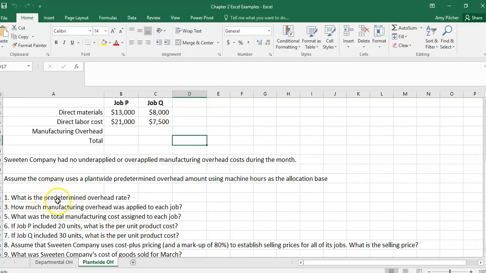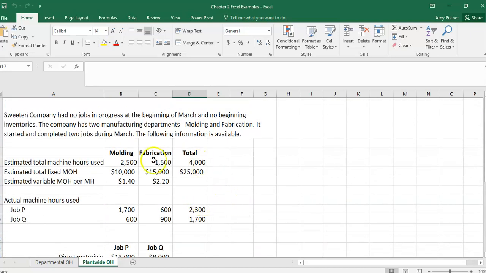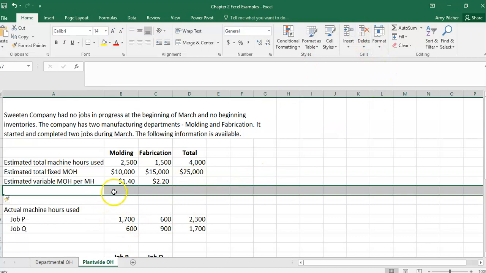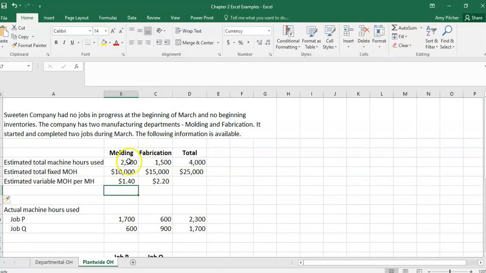Question 1, what is the predetermined overhead rate? In order to calculate that, we have to find our total estimated overhead. So we take the information that we have about costs and we put that into our linear equation. We need to determine what the overhead is for each department, and then we can add up our overhead costs. When we're looking at the molding department, we have fixed cost of $10,000, variable cost of $1.40, and total machine hours of 2,500 estimated for the year.